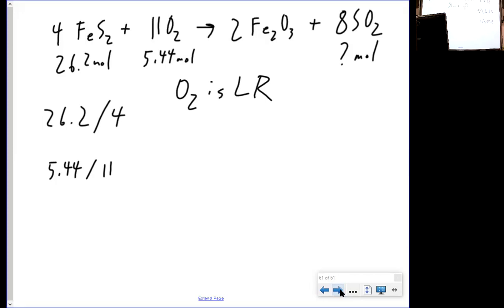Yes, sir. I don't get how you got 26.2 and 5.44. It's in the question. Okay. Well, you're gonna have the computer in a second. Yeah, it's straight up in the question. It tells it to you.